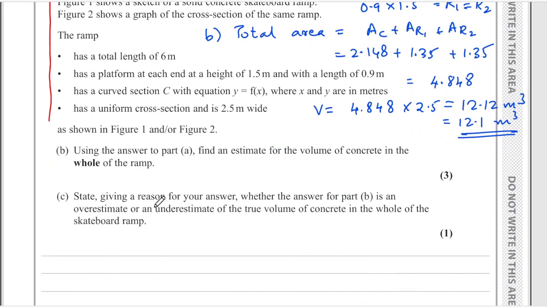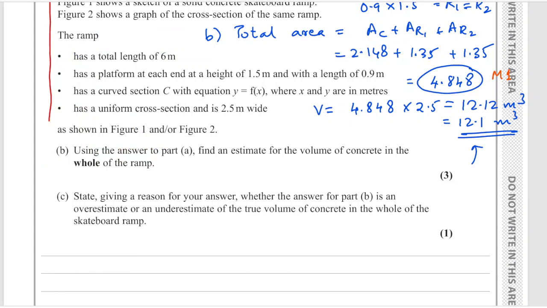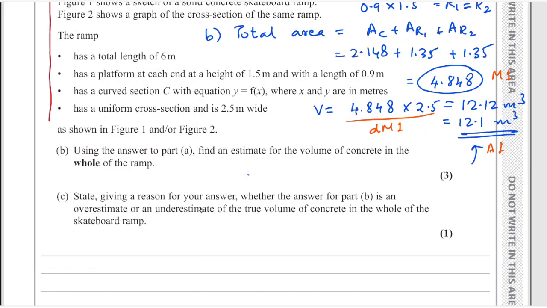Now in the last part, we are told that giving a reason, we need to state whether the answer we got just now in part B is an overestimate or an underestimate. The mark division also we didn't discuss. If you find the area of the total side, that carries the first method mark. For using this formula or that method, you get a dependent method mark, and the final mark is for the correct answer. Now we need to state with reason whether this is an overestimate or an underestimate of the true volume of the concrete in the ramp.